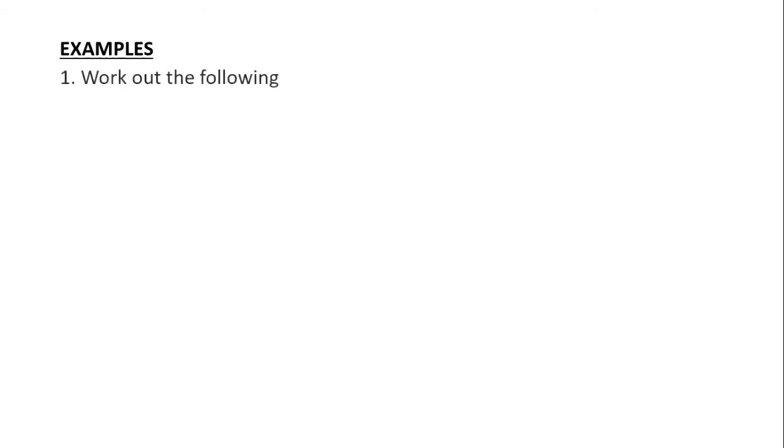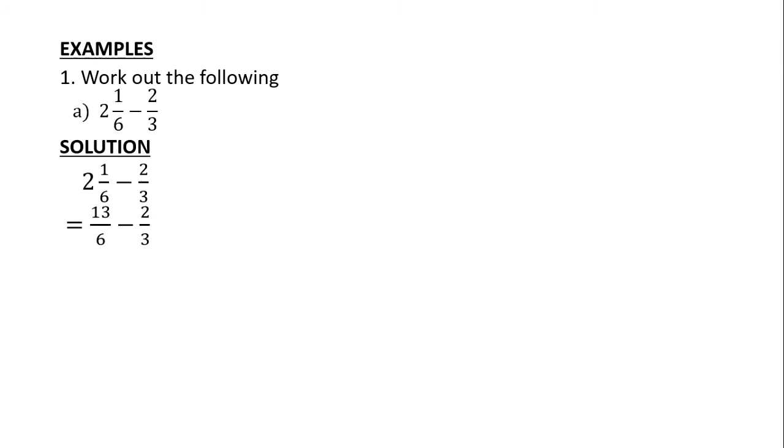Examples. Question 1, work out the following. We have 2 1/6 minus 2/3. So what you're supposed to do is to convert that mixed fraction into an improper fraction by multiplying the whole number 2 by the denominator 6 plus the numerator 1 over our denominator. So 2 1/6 is the same as 13/6. So we have 13/6 minus 2/3.